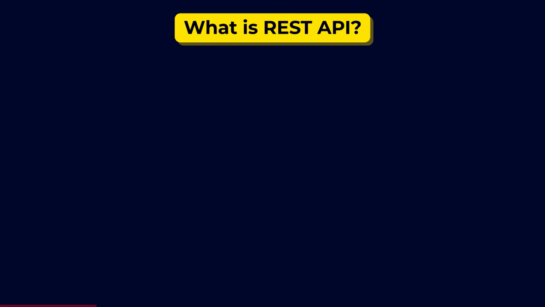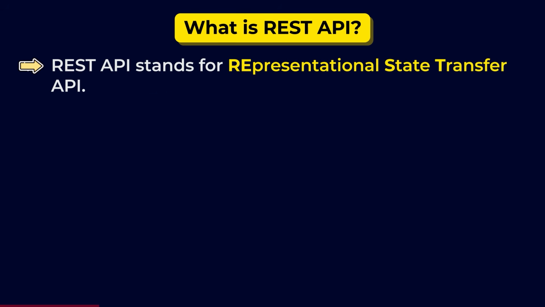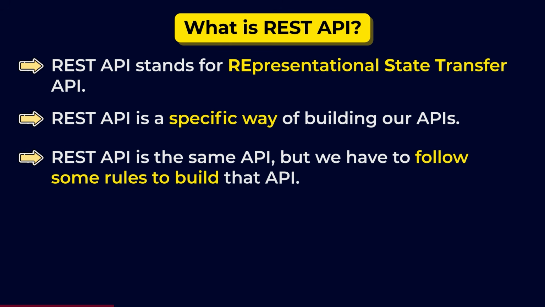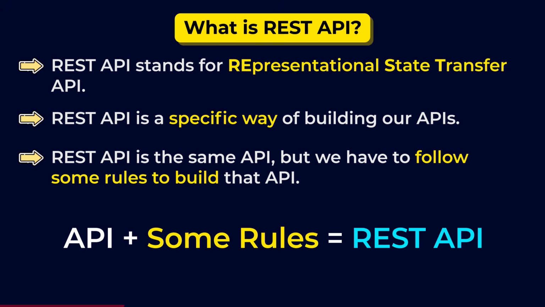Now you might ask, what is a REST API? REST API stands for Representational State Transfer API. A REST API is a specific way of building our simple APIs. Don't worry about its name, it's very simple. So a REST API is the same API, but we have to follow some rules to build it. If we follow some rules, that simple API becomes a REST API.